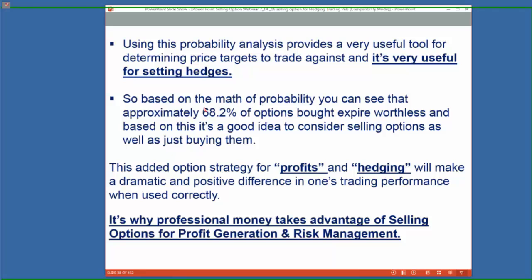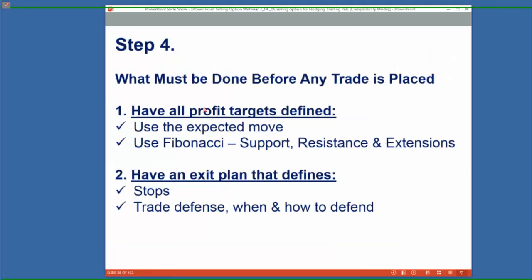And again, it's why the professional money takes advantage of selling options for profit generation and risk management, and that's also the reason options were created. So then step 4 is, well, what must be done before any trade is placed? So I always religiously try to point to my members and tell them, clients and members, before you ever put on a trade, you need to do 2 things.